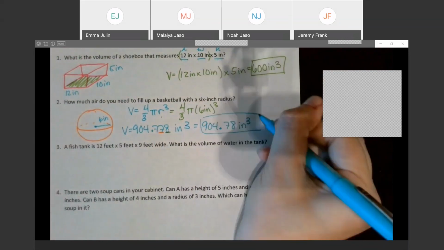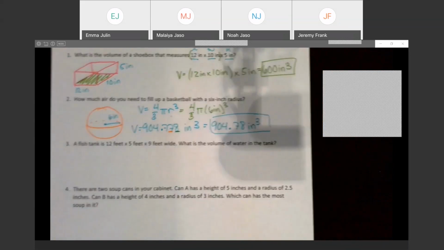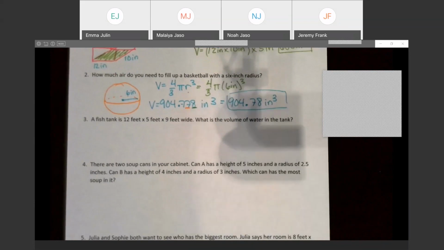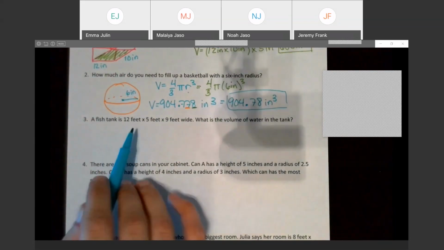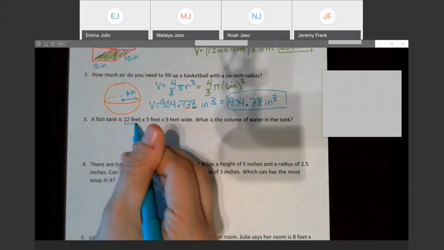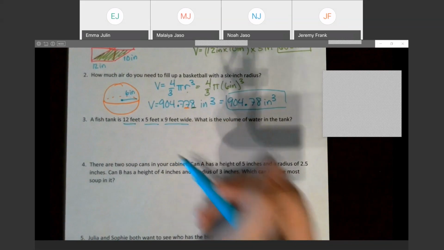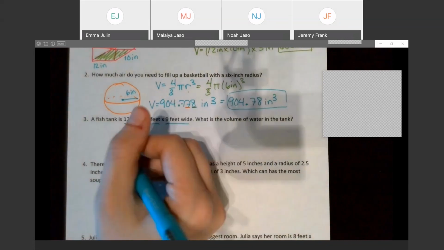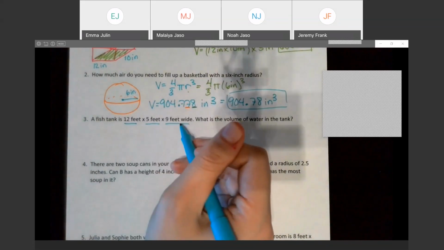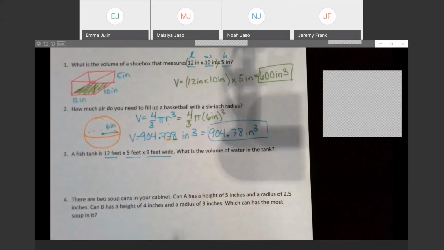Just like that. Okay. So for number 3, let's think of our shortcut. So a fish tank, right? We're talking about a fish tank that is 12 feet by 5 feet by 9 feet wide. What is the volume of water in the tank? So notice how this one is not written in the same way as number one. We have our wide measurement at the end.